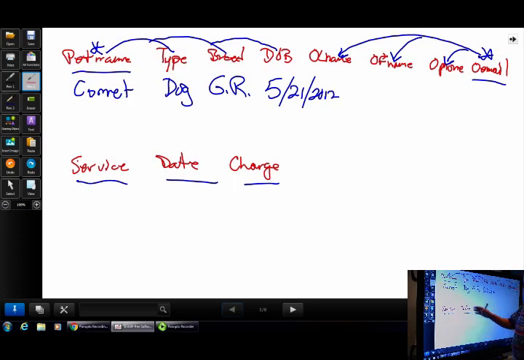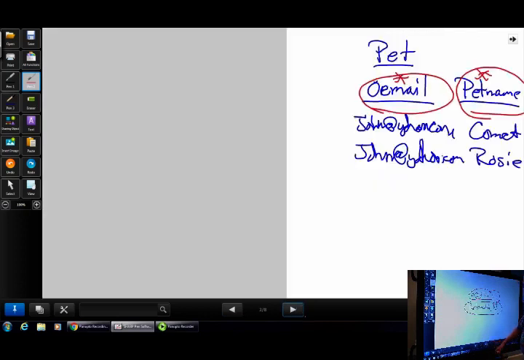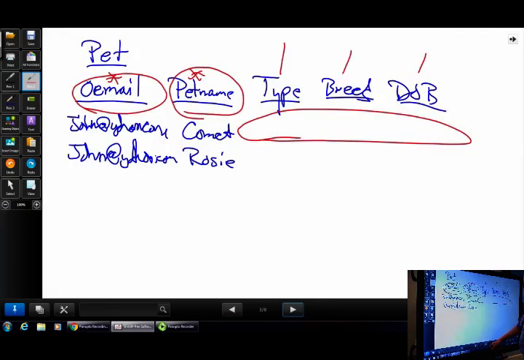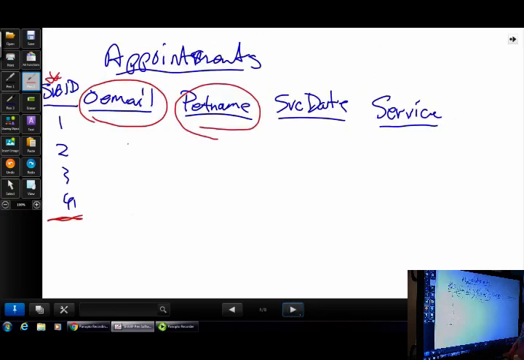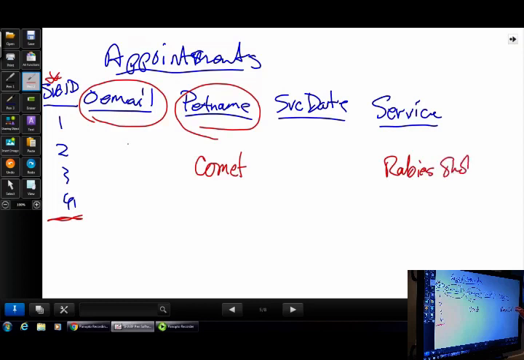But if I have a dog name, I can determine if that dog has had his rabies shots by going into, that's the pets. Excuse me. By looking at the appointments table, I can look up the pet name Comet, and I can determine if there is a record in there that says Comet in that field and rabies shots in this field. And then I can say, oh, what was the date in which Comet had his last rabies shot?